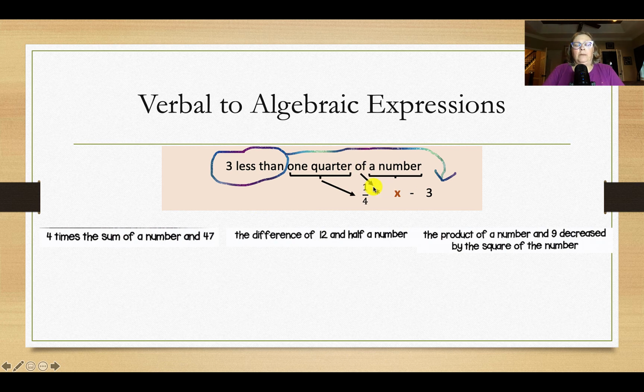So of is one of the big easy translations. As soon as I see of, I'll put times. As soon as I see a number, I'll put x. Another good one that's actually not represented here is the word is. When you see is, that's where you put an equal sign.